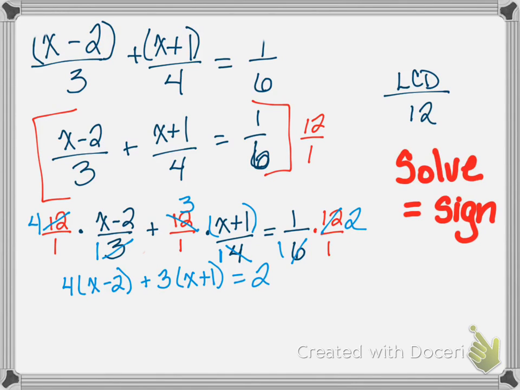Okay, what did you do first? Good, excellent. 4 times x is 4x. 4 times negative 2 is negative 8. Okay, then we distribute again. 3 times x, 3 times 1.